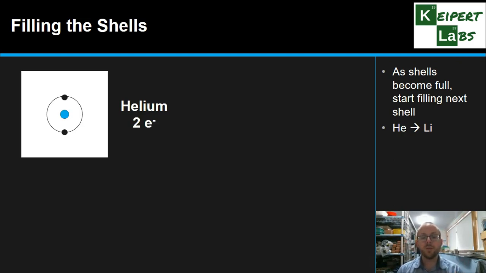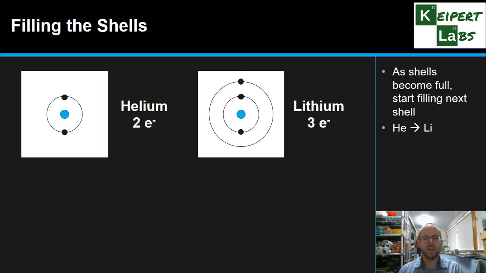For helium, which has 2 electrons because its atomic number is 2, we place those 2 electrons into that first shell. But remember that the first shell has a maximum of 2 electrons, so we've now filled it up. That means that if we go to 1 more electron in the case of lithium, we have to place it into the next shell. So we have 2 in the first one and 1 in the second shell, 3 altogether.